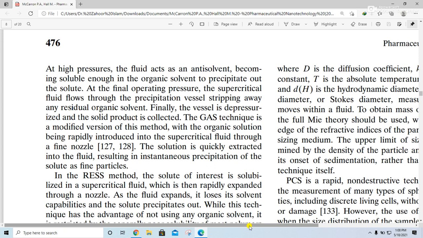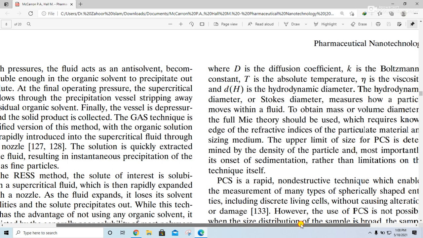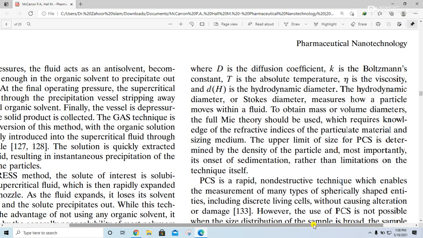So you can see here on my screen, where D is the diffusion coefficient and K is the Boltzmann constant, while T is the absolute temperature, and this lambda n is used for the viscosity, which is the internal resistance to the flow of liquids, and DH is the hydrodynamic diameter. The hydrodynamic diameter or Stokes diameter measures how a particle moves within a fluid.